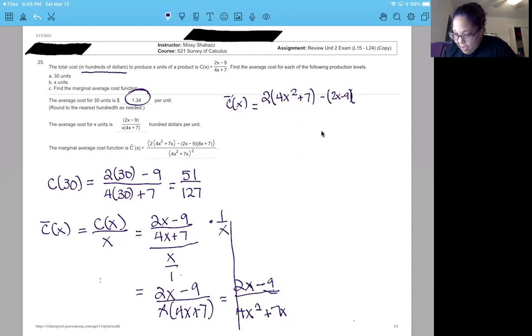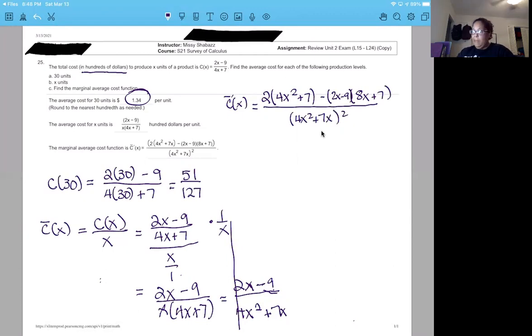All right. So I have an 8x plus 7 divided by the denominator squared. So 4x squared plus 7x squared. All right, and that's it.